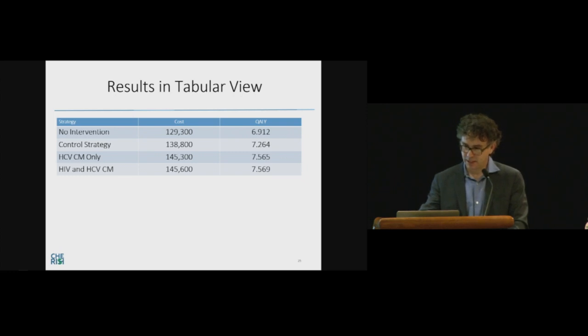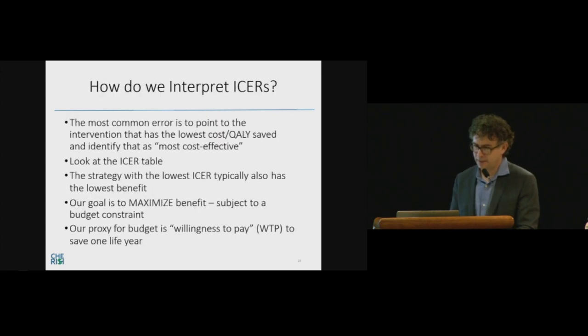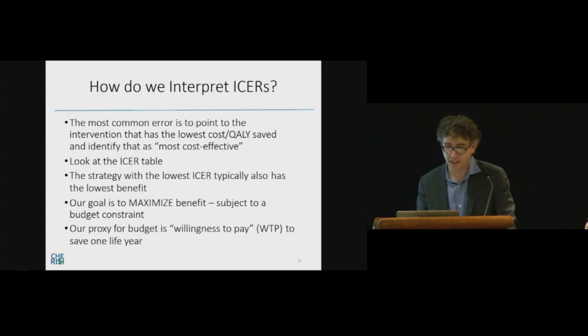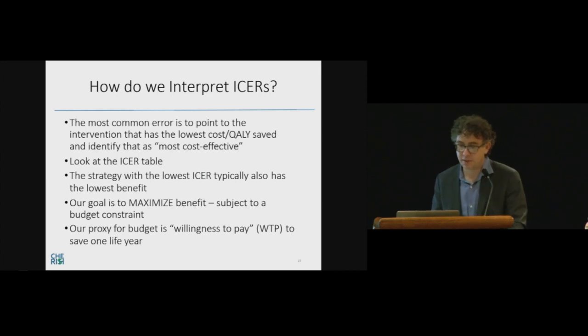So skipping down, back to how do we interpret ICERs. Yeah, thank you. So what we're going to do is look at this ICER table, right? And like I said, the strategy with the lowest ICER typically also has the lowest benefit, and we want to maximize benefit. So really, we're going to go up to the highest ICER that falls under our line for cost effectiveness. And our proxy for that line or for budget is a willingness to pay threshold to save 1 year of life. Next slide.